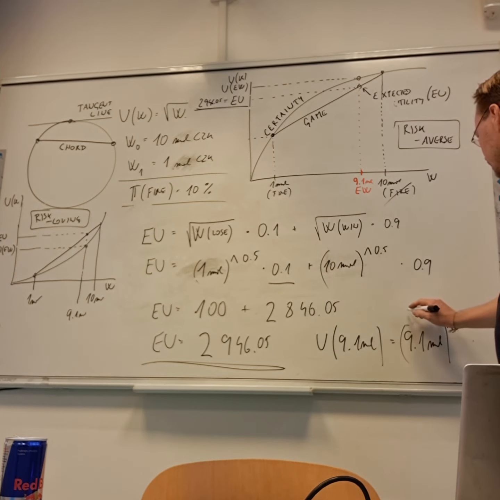How did we get 3,016? Actually, it's the utility from this sum of money if I had it for certain. So you place the 9.1 million into the utility function. So it's the utility from this sum of money if I had it for certain, which means I don't have to multiply by any probabilities. It's awesome.